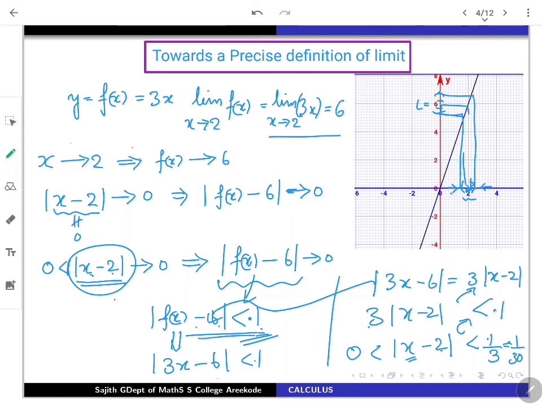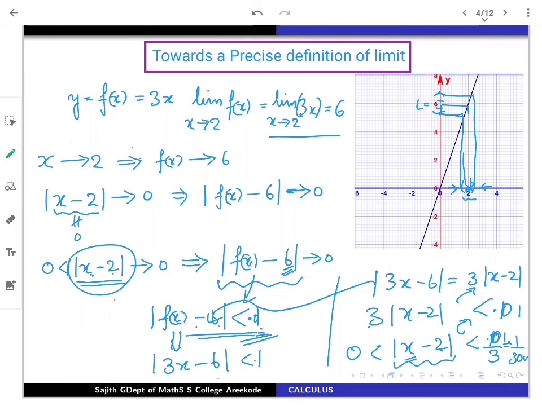If I wanted to make this 0.01, appropriately I have to make it here. So I will be getting like this, which makes 1 by 300. So this is how, as close as you want to go nearer and nearer to 6, that is possible by making this x minus 2 small. You can actually evaluate it like this, given this condition. That is the precise idea, what you have to give as a definition.